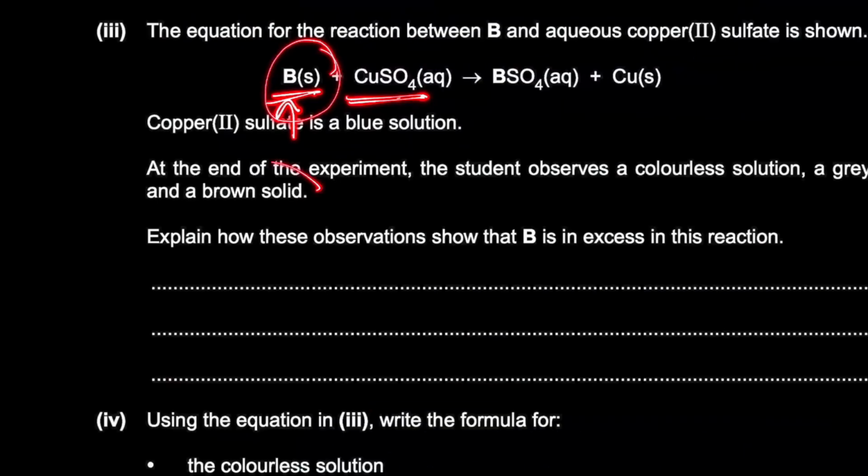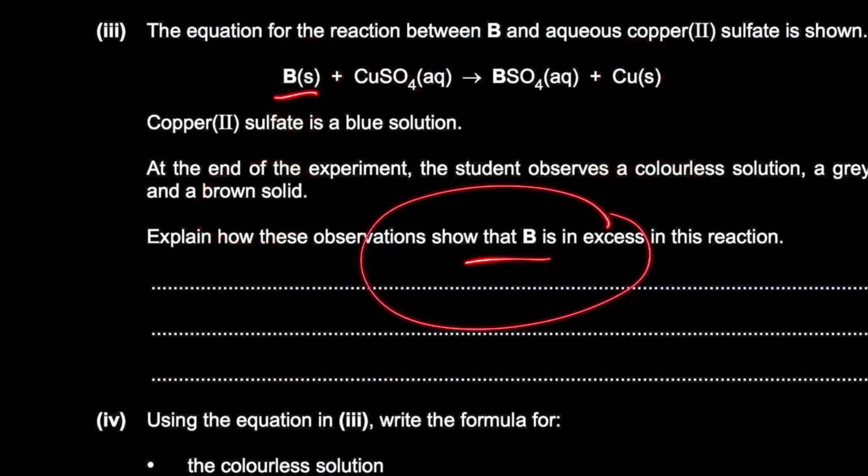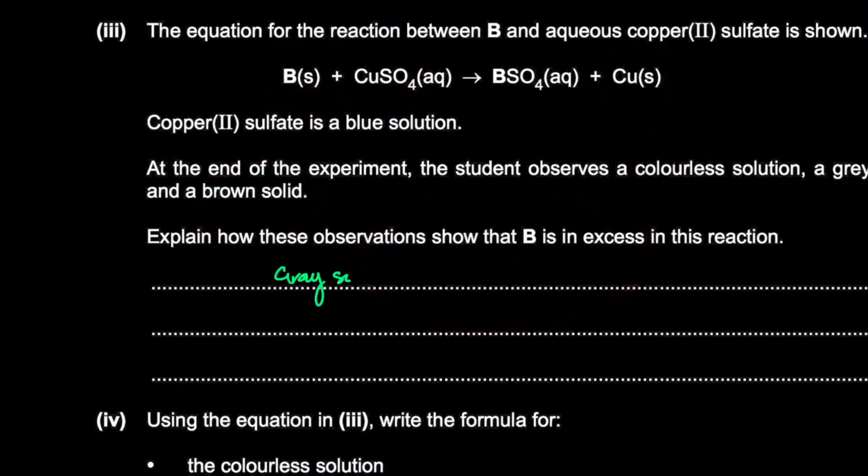Now the brown solid that you're seeing is copper metal. Copper metal is like a pinkish brown color. In some places you're going to see pink, also brown. It's like a pinkish brown, like a bronze color. So the observation that shows B is in excess is the fact that the gray solid is left over. So gray solid B remains or does not completely react.